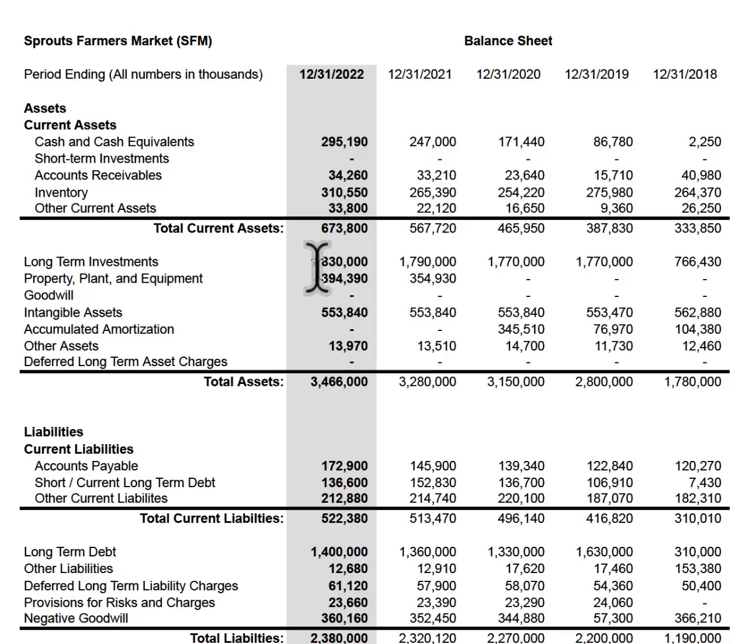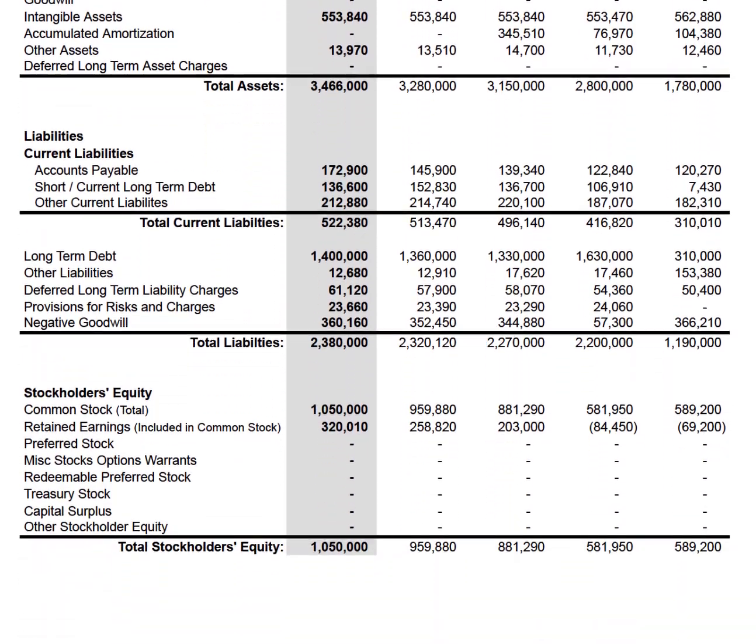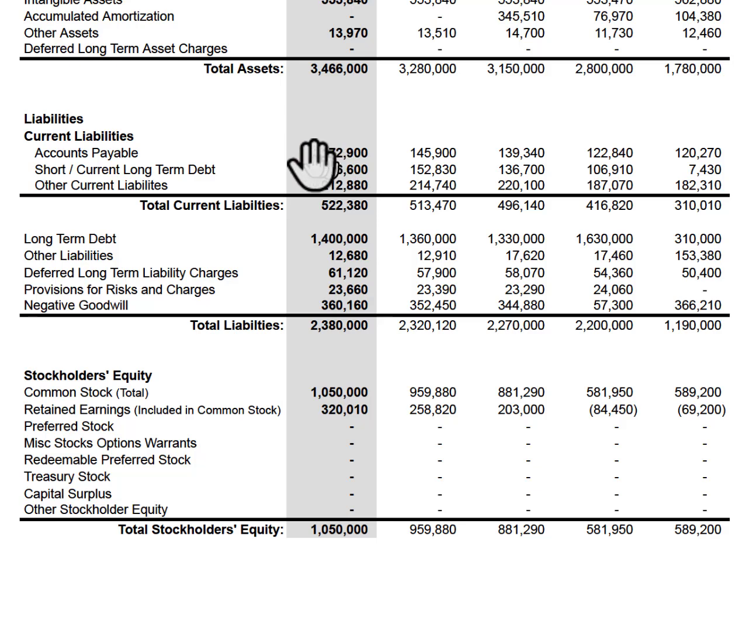And then long-term assets, long-term investments, plant, property, and equipment, intangible assets, sometimes called intellectual property and the like, are quite substantial. And so their total assets were $3,466,000,000. And then what we need to do is just deduct these liabilities. Here are their current liabilities. These are the things they have to pay within the year.